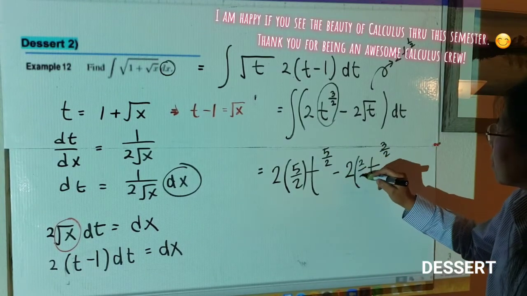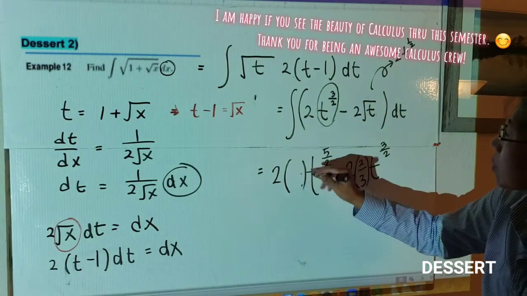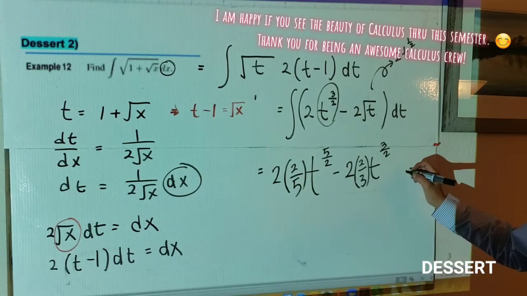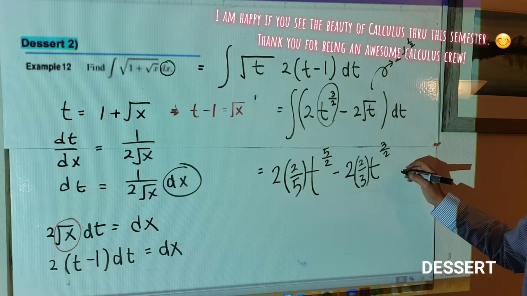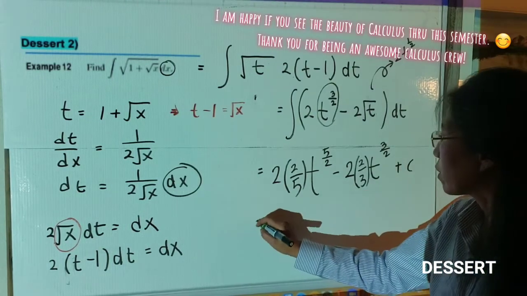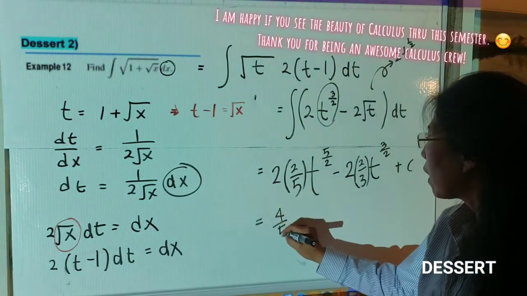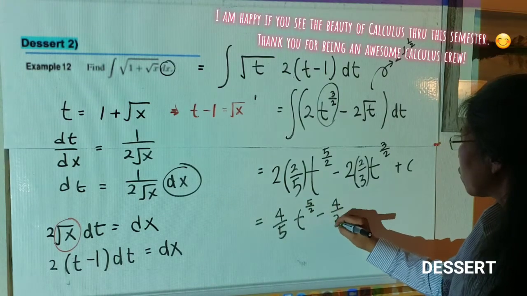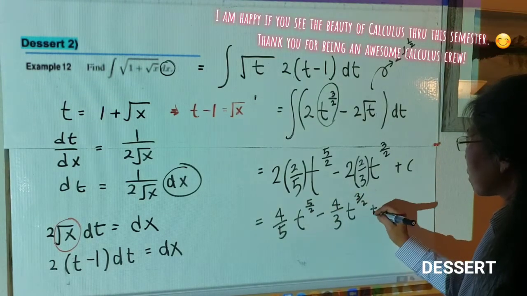Okay, I see my mistake. That one has to be 2 over 5, right? So that's why we always have to take the derivative one more time and double check. And then plus C. So let's organize: 4 over 5 t to the 5 over 2 minus 4 over 3 t to the 3 over 2 plus C.